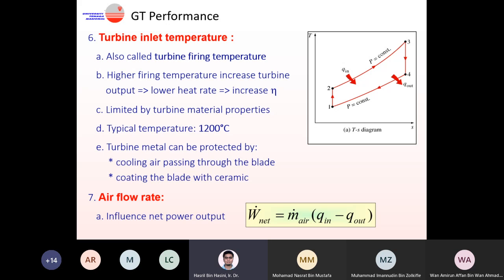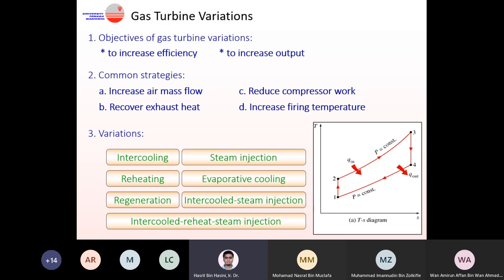Now let's have a look at the variation. When we talk about variation here, what can we do? What can we do to further increase the efficiency of the gas turbine? Gas turbine variation: the objective of the modification that we can do to our gas turbine is first to increase the efficiency and also to increase the megawatt, to increase the output. So now we are talking about 4 common strategies that power plants are adopting to further increase the efficiency.